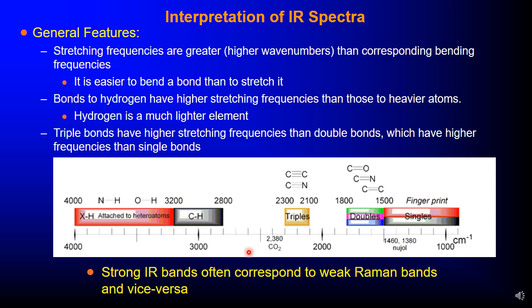Interpretation of IR spectra. General features, remember we said that some of the vibrations are at specific frequencies. So stretching frequencies are greater than corresponding bending frequencies. Very important to note, it is easier to bend a bond than to stretch it. So of course, stretching frequency will have higher wave numbers. Bonds to hydrogen have higher stretching frequencies than those to heavier atoms, so hydrogen is a much lighter element. Triple bonds have higher stretching frequencies than double bonds, which have higher frequencies than single bonds. Very important.